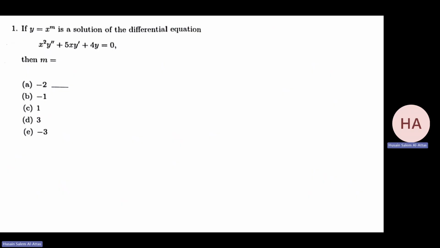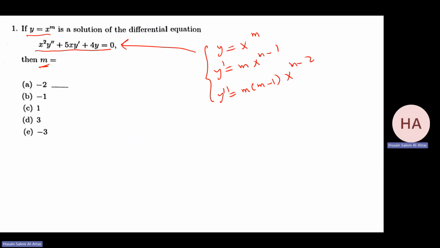It says if y equals x to the power m is the solution of this differential equation, find m. What's the meaning of that? It means this satisfies the differential equation. So I have y equals x to the power m, y prime is m x to the power m minus 1, and y double prime will be m times m minus 1 x to the power m minus 2. I will substitute this in. Roughly, I need to multiply this by x squared, this one by 5x, and this one by 4.